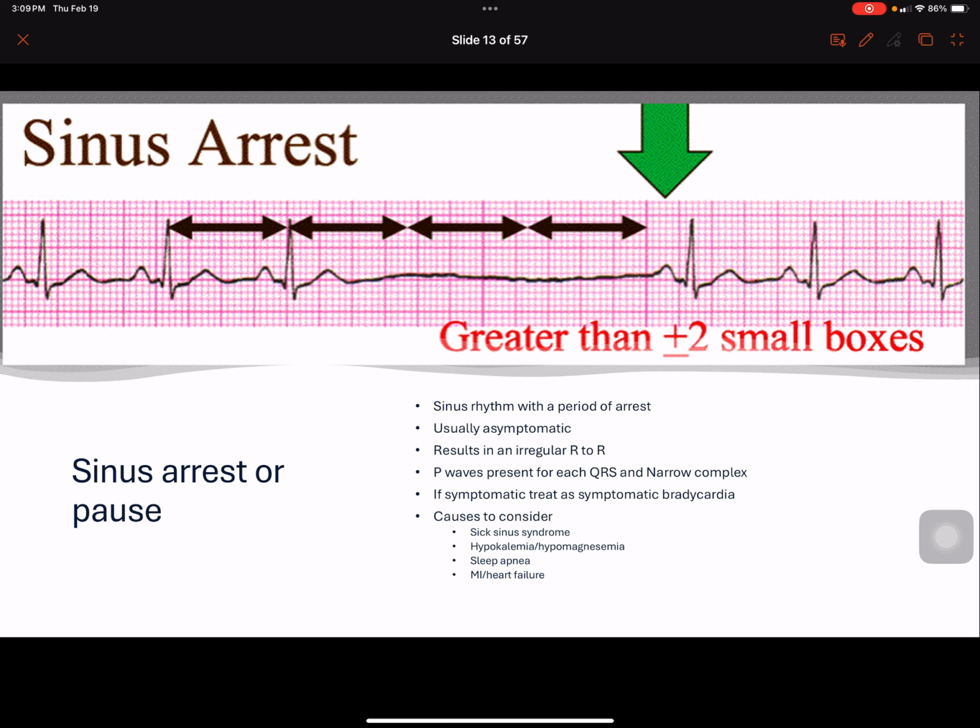Causes include something called sick sinus syndrome, which is basically a problem in the SA node. Hypokalemia and low magnesium could cause this. Sleep apnea could be a cause of sinus arrest, and potentially myocardial infarctions. MIs can cause all types of different dysrhythmias depending on what area of the heart is ischemic, because that's going to affect different parts of the conduction system.